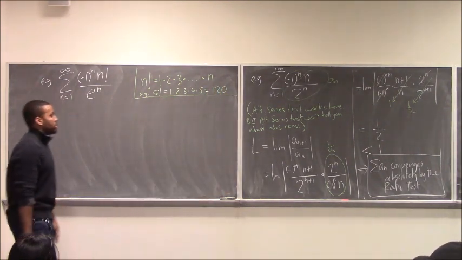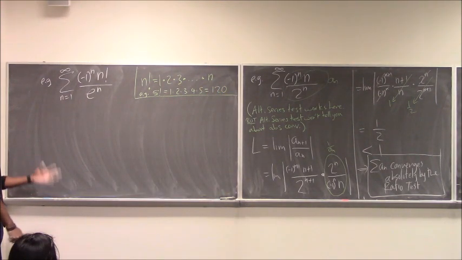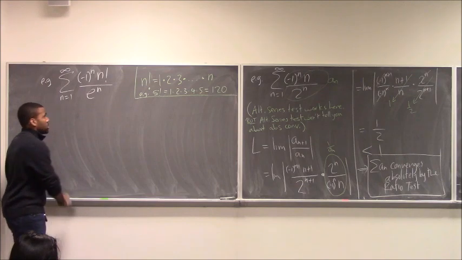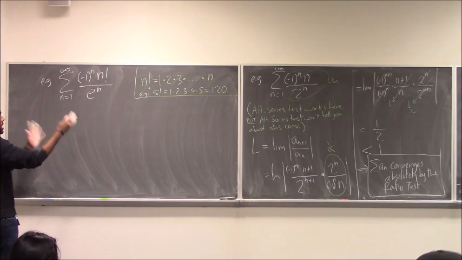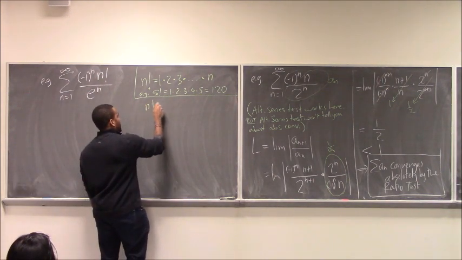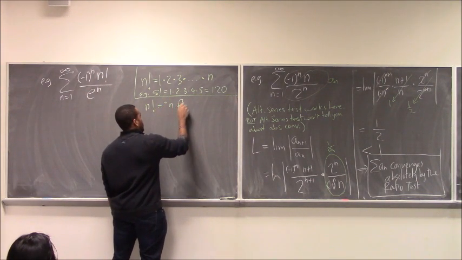It's 120. So you deal with that a lot in probability and statistics, but I don't remember if I mentioned it for you guys. So it's not n, it's n factorial.